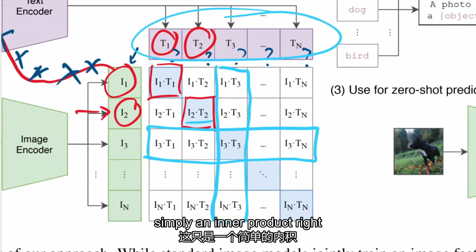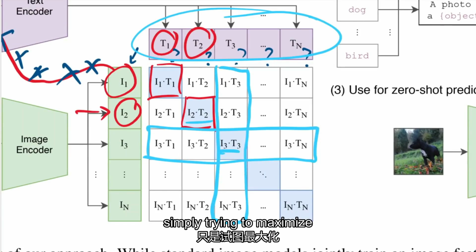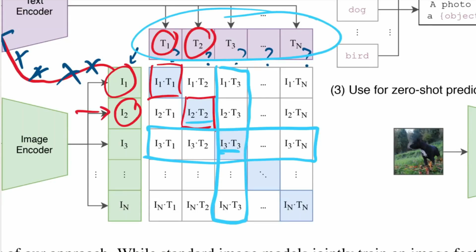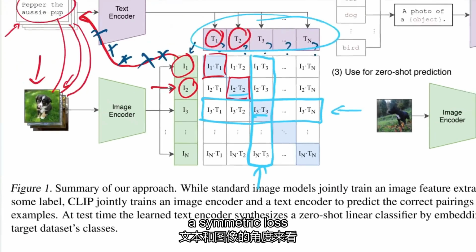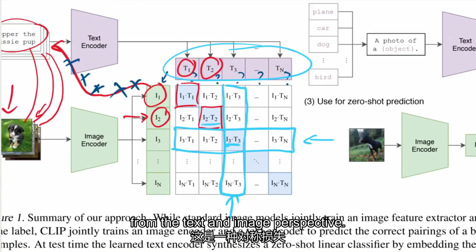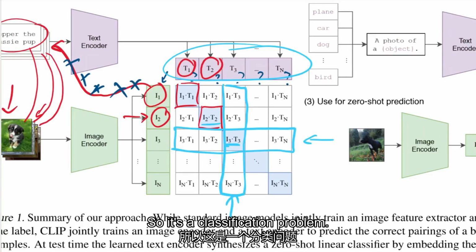By the way, this is simply an inner product right here, right? You're simply trying to maximize the inner product of things that go together and minimize the inner product of things that don't go together. So you multiply the two for the inner product, you interpret that as a logit, and then you do a softmax classification in this direction and a softmax classification in this direction. So this is a symmetric loss from the text and image perspective. And yeah, so it's a classification problem. It's like a classification problem viewed from two different angles.